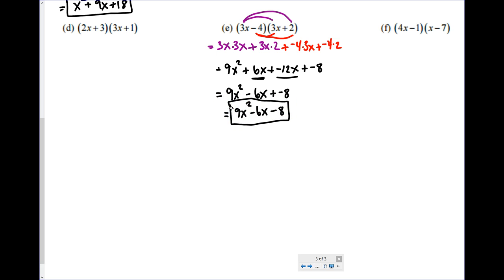Okay, now I think double distribution is much harder for this kind of problem. And you're going to see why when I show you the area model. I think you'll think the area model is much easier. So let's draw my area model. Draw my box.